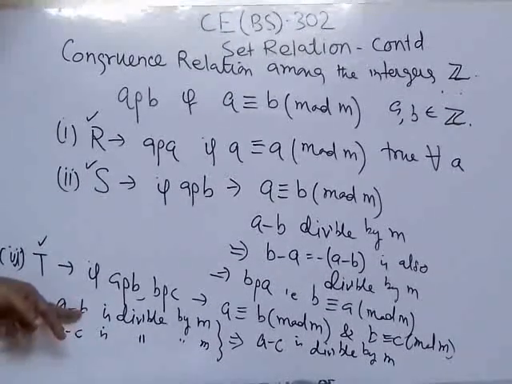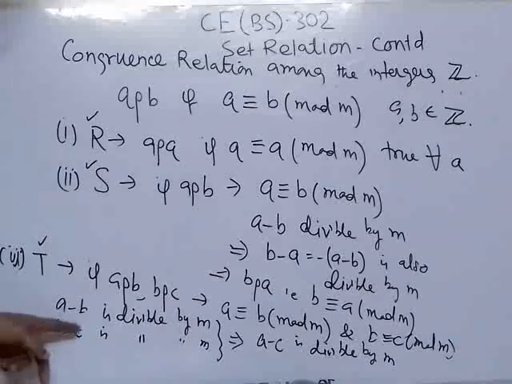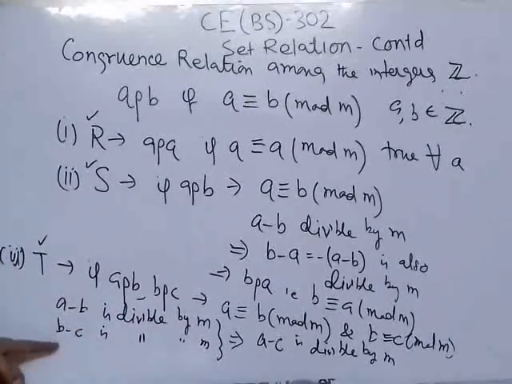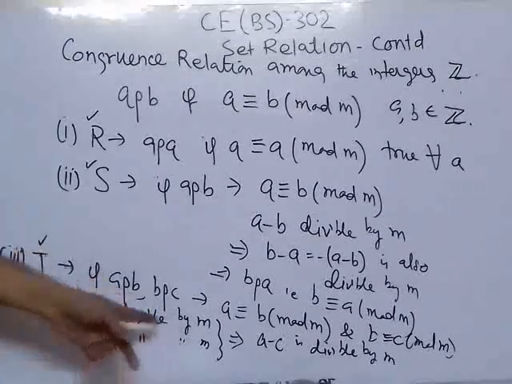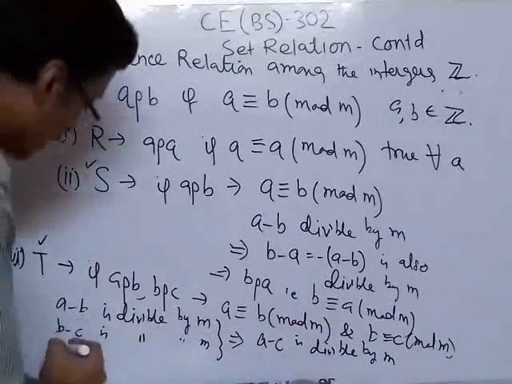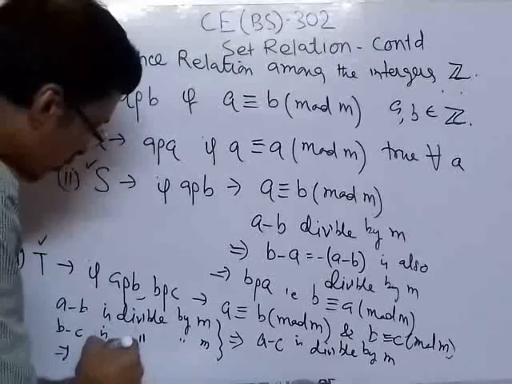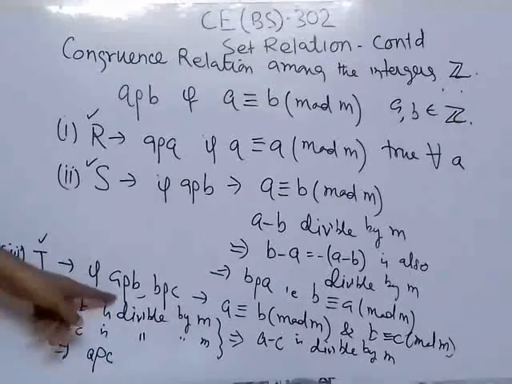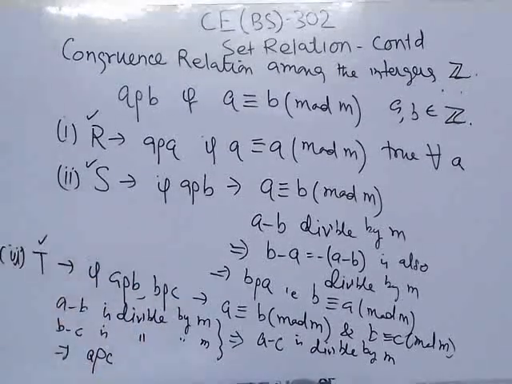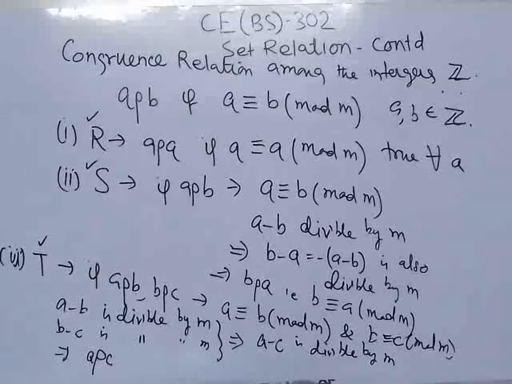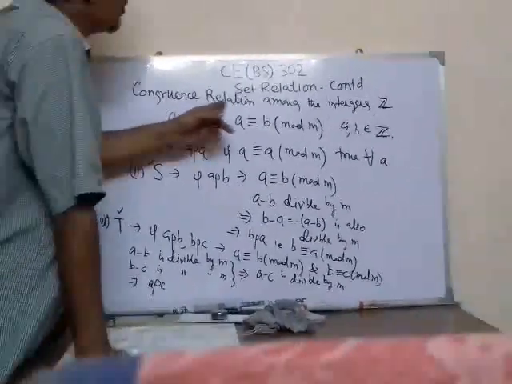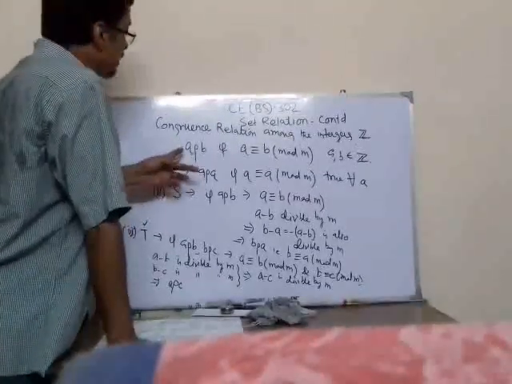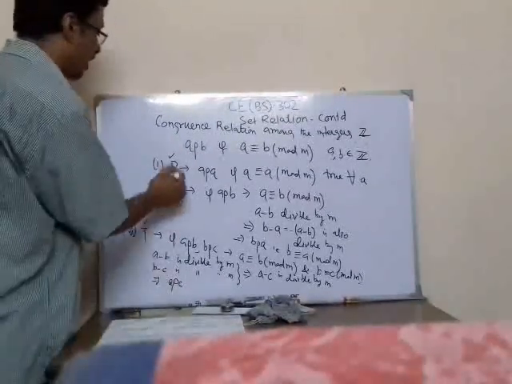A minus B is an integer which is divisible by M, B minus C is another integer which is divisible by M. So the addition of these two integers will always be divisible by M. That means A minus C is divisible by M. This implies A rho C also holds. So whenever A rho B holds and B rho C holds, A rho C will also hold. That means we are able to prove that this congruence relation among the integers is an RST relation.